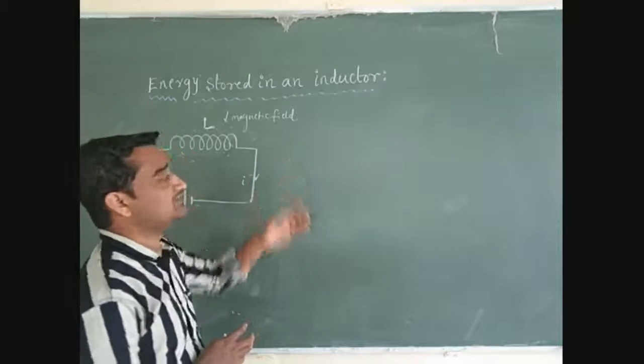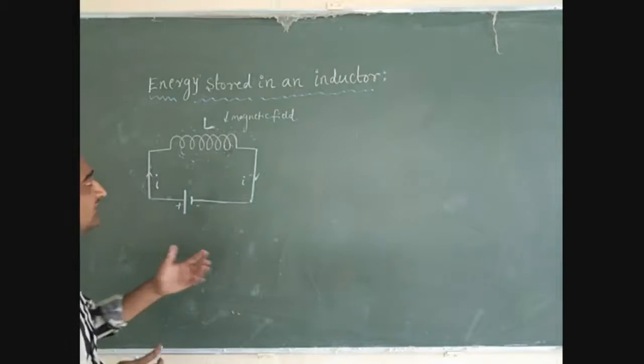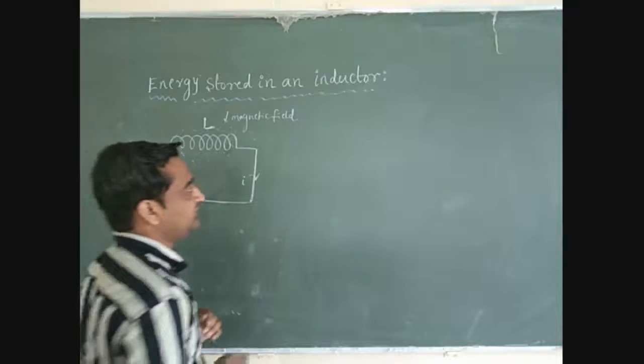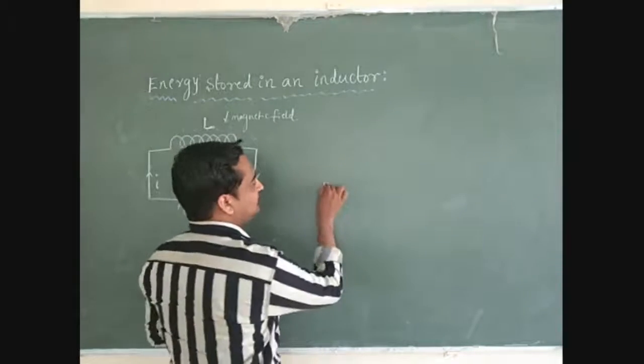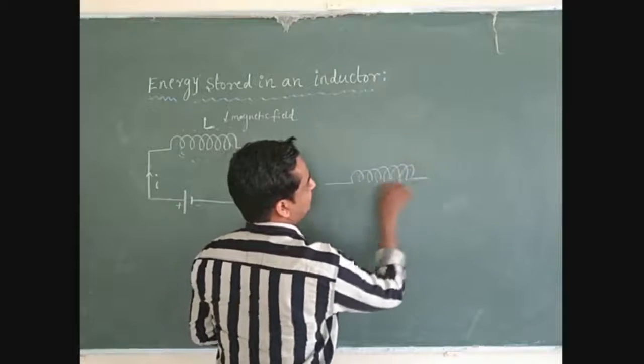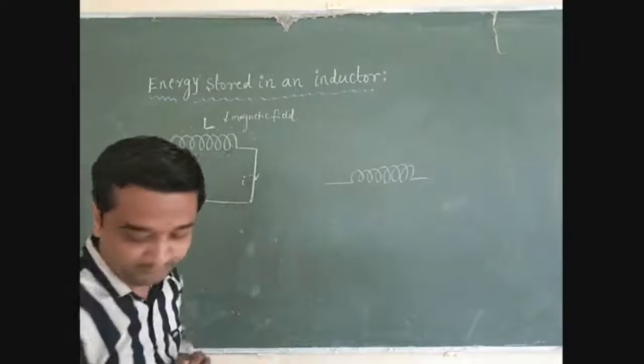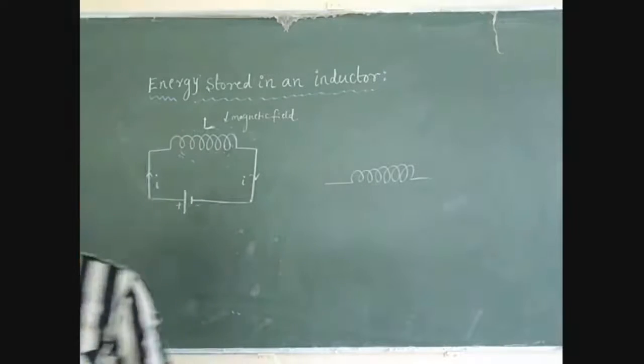That is called the inductor, and the inductor of inductance is denoted by the symbol L. This is the circuit symbol for an inductor, as we have denoted here. So it is connected to a battery.